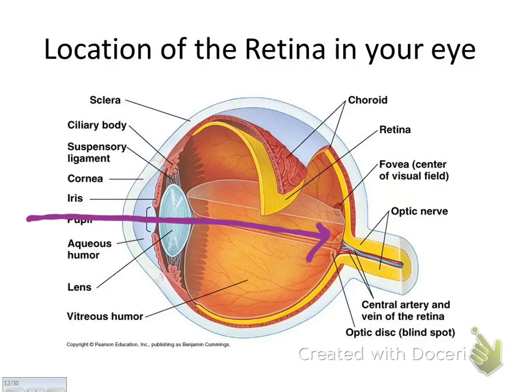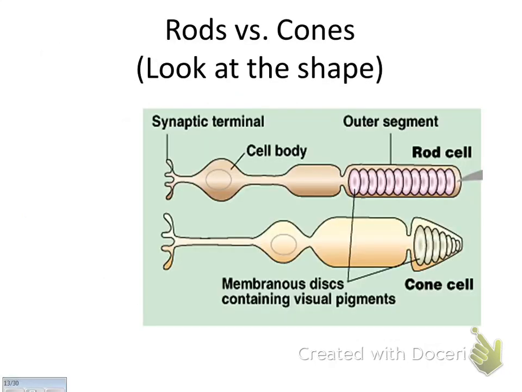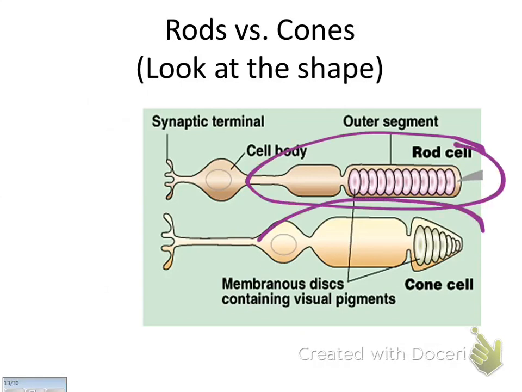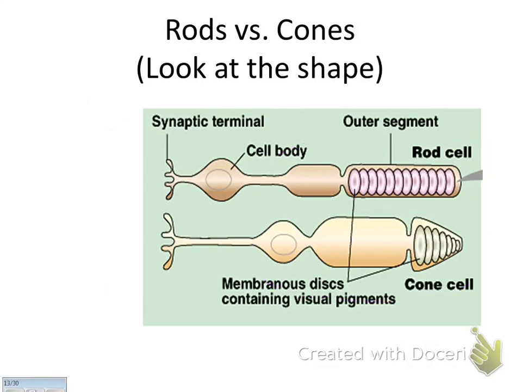So the light comes in, hits the retina, and in the retina there are two different forms of photoreceptors. There's rods, which is this one right here on top, named because of the way it's shaped. And there's cones right here. So light would come in and hit the rod and the cone this direction.